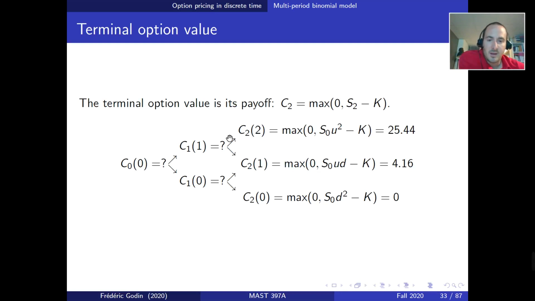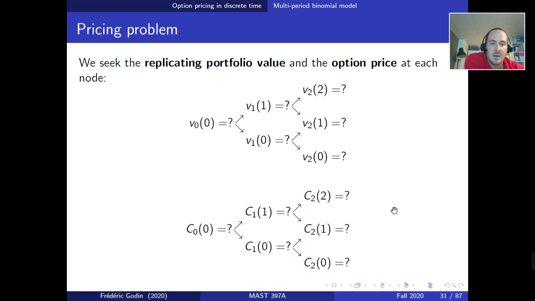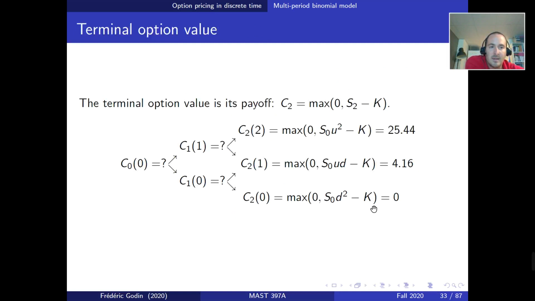In the second scenario, if you have an upward movement followed by a downward movement, or a downward movement followed by an upward movement, the stock price at time 2 would be S0 UD, because one upward movement and one downward movement. We saw that this was $104.16. If you subtract $100 for the strike price, this is 4.16. And if you go here, the terminal value of the stock was $86.49, so the maximum between 0 and 86 minus 100 would be negative, and the maximum would be 0. On that node you just wouldn't exercise the option and its value would be 0. So no payoff.